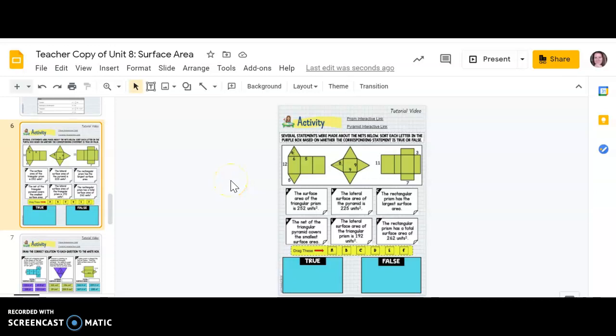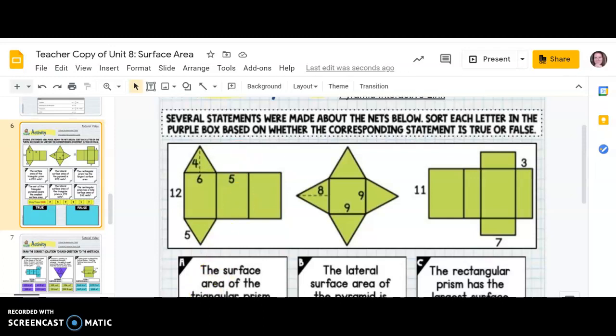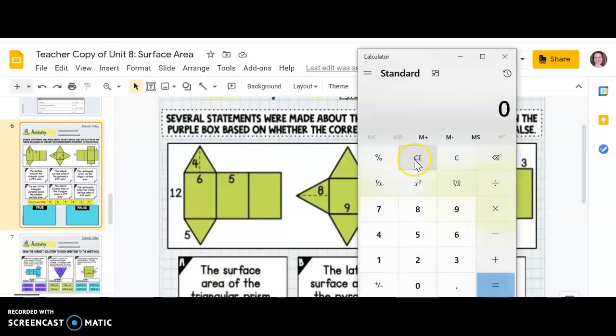Okay, welcome to this part of the activity. What we need to do is find the lateral and total surface area of just these three shapes. So not too bad. I'm going to zoom in. I am going to pull up my calculator because we can use a calculator on this to make it a little easier. And I'm going to start with my shapes.